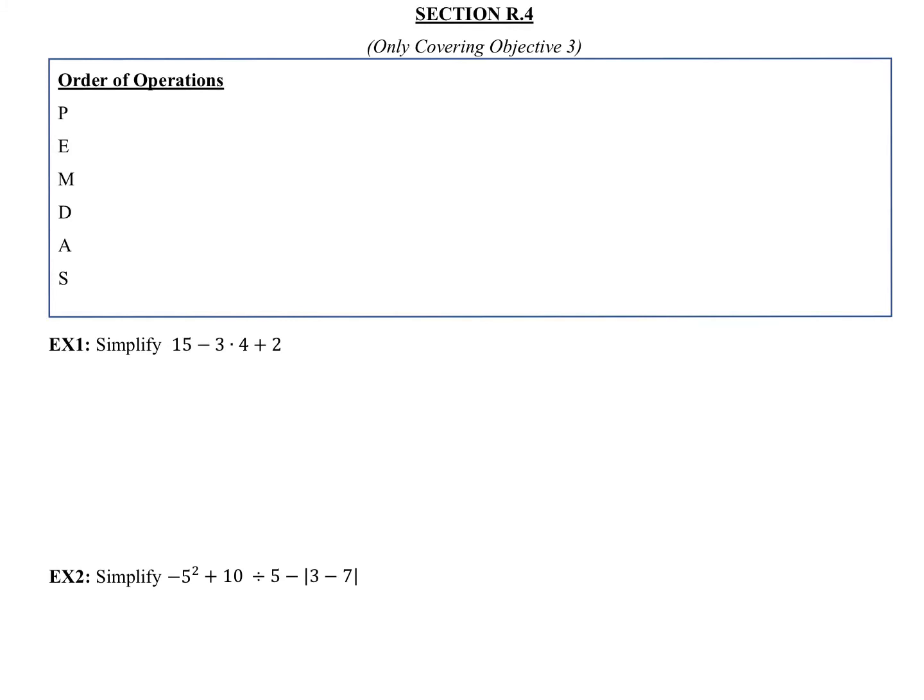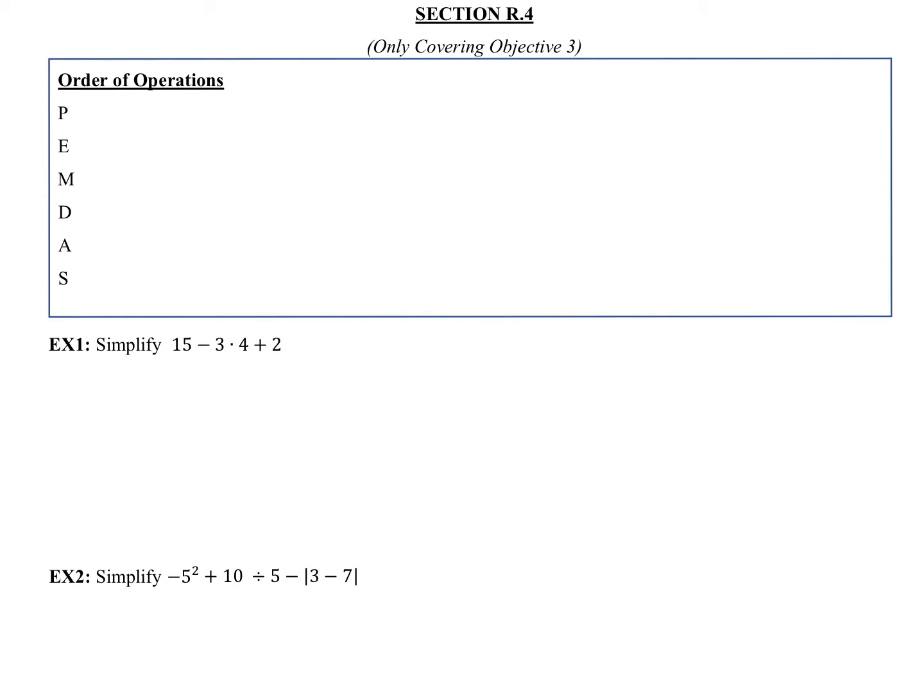Okay, welcome to Section R.4, and we are only covering Objective 3 in Section R.4. The objective is the order of operations, and more than likely you've seen this before. There's a way to remember it. It's "please excuse my dear Aunt Sally," also known as PEMDAS. And this is talking about the order of operations when you see them in a problem.